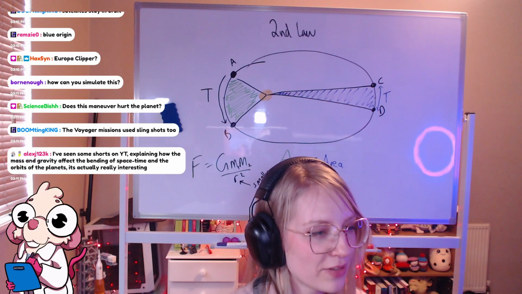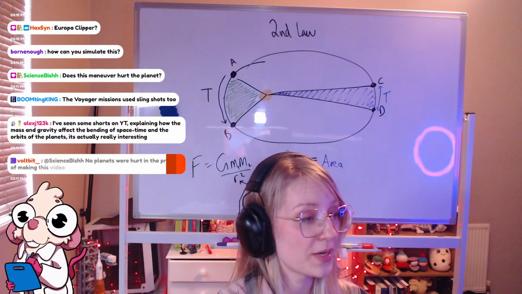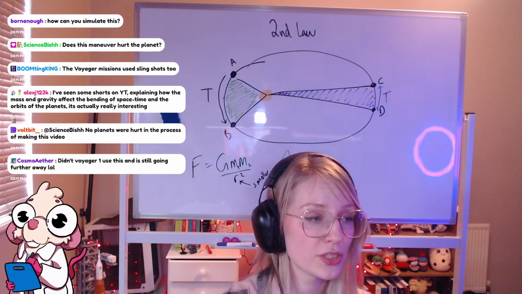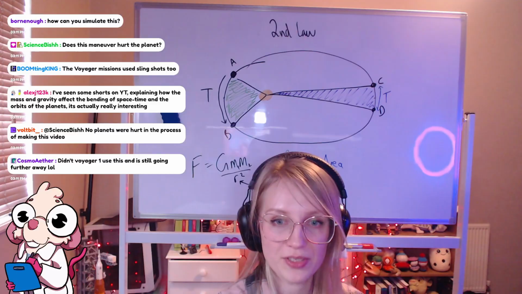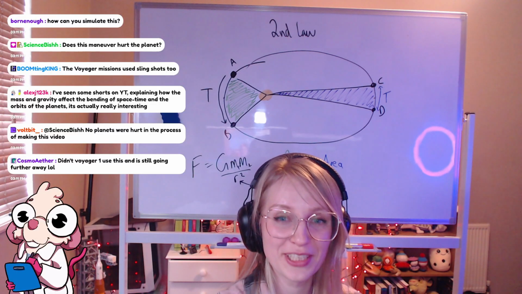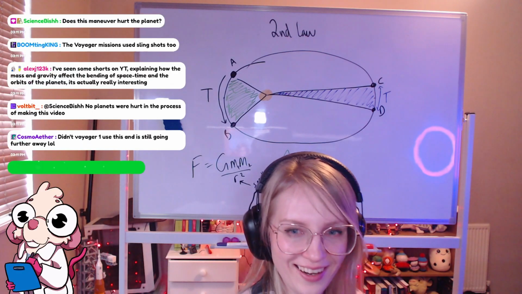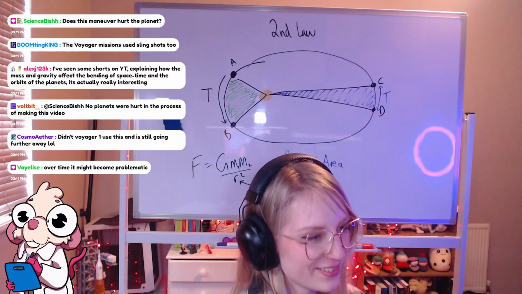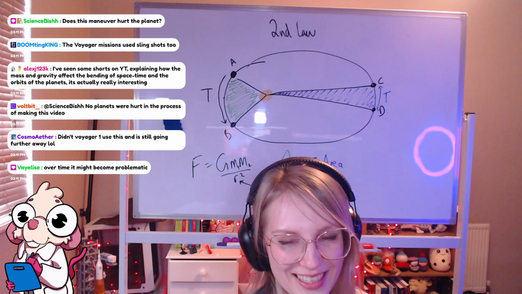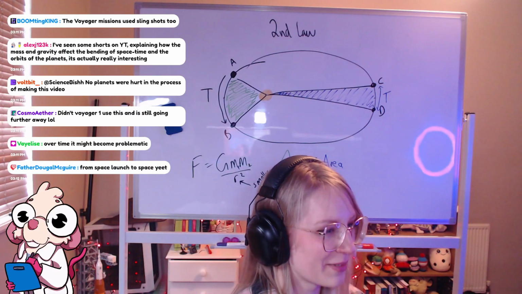Explaining how mass and gravity affect the bending of space-time and orbits. I really like those videos as well. I feel like there's a really good visual representation of space-time. I say very good because some of us, we won't mention names on the stream, don't really know Einstein's general relativity equations very well.